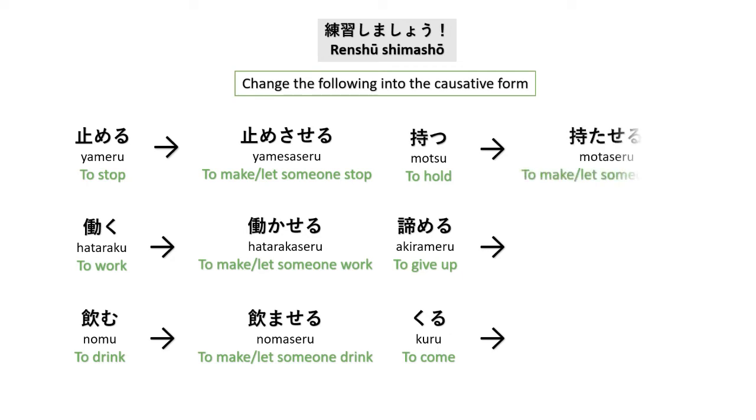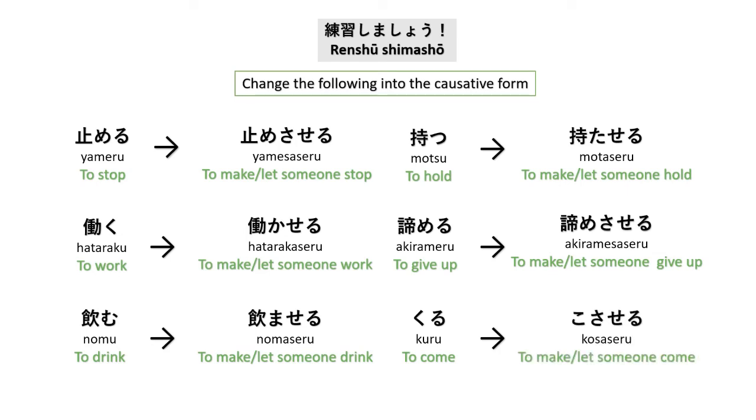Motsu. Motaseru. Motaseru to make or let someone hold. Akirameru. Akirameru to give up. This is akiramesaseru to make or let someone give up. For kuru, an irregular verb, this is kosaseru. Kosaseru to make or let someone come.